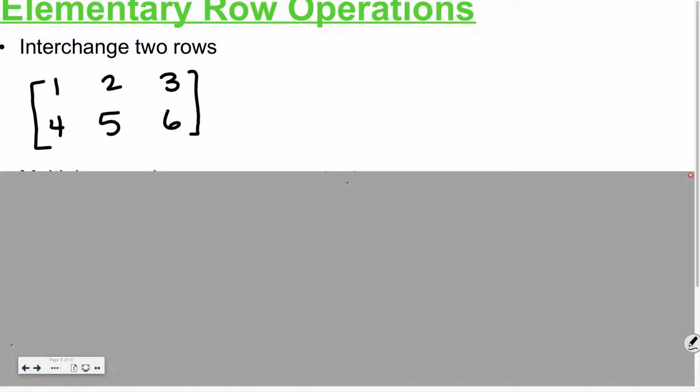Okay, so I'm going to get real crazy here with my matrix. 1, 2, 3, 4, 5, 6. Okay, and we can interchange 2 rows. So I can take 2 rows and I can just flip them. Okay, and I want you to notate what you're doing. So if I'm going to exchange 2 rows, then I'm saying, all right, I'm taking row 1 and I'm switching it with row 2. So then my new matrix would be 4, 5, 6, and 1, 2, 3.